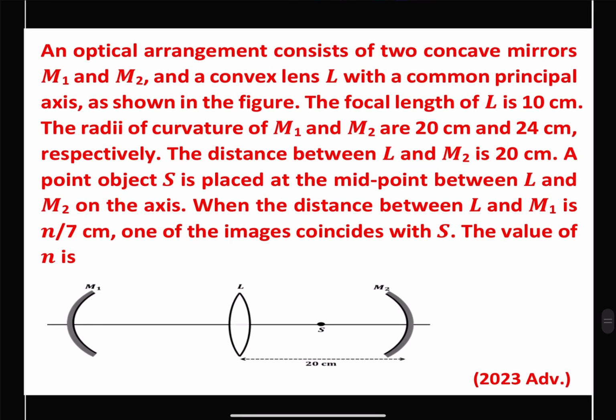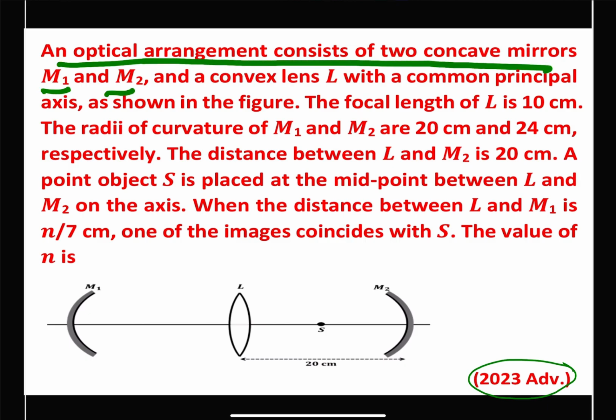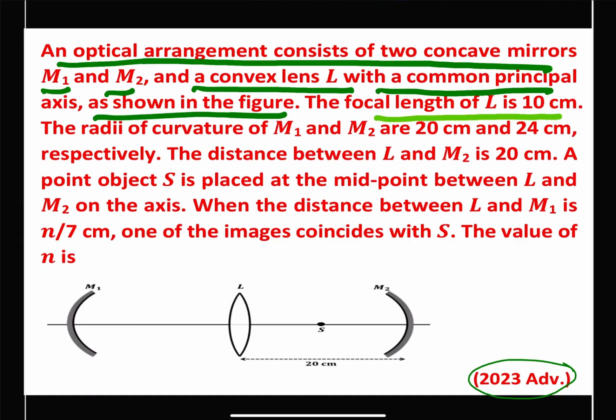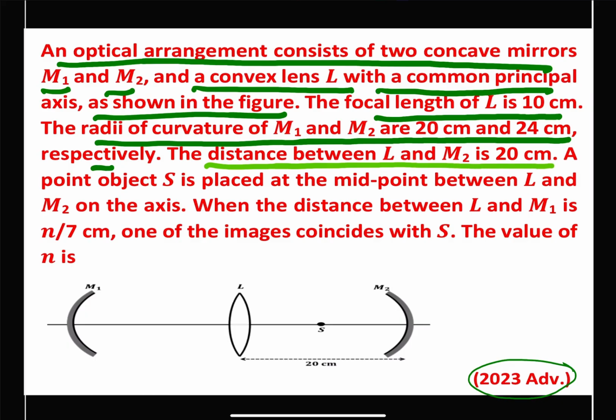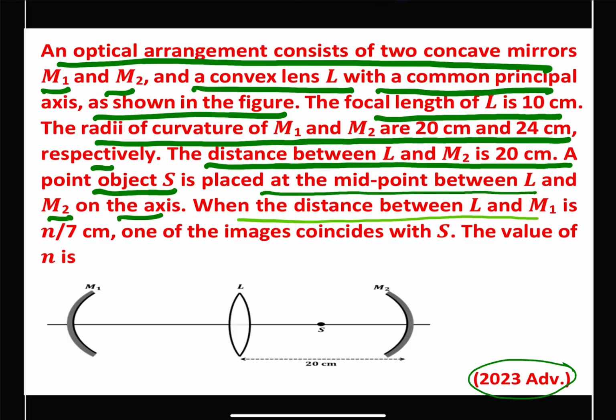It was also asked in the year 2023 Advanced, and it states that an optical arrangement consists of two concave mirrors M1 and M2 and a convex lens L with a common principal axis as shown in figure. The focal length of L is 10 cm. The radii of curvature of M1 and M2 are 20 cm and 24 cm respectively. The distance between L and M2 is 20 cm. A point object S is placed at the midpoint between L and M2 on the axis. When the distance between L and M1 is n by 7 cm, one of the images coincides with S, then the value of n is.